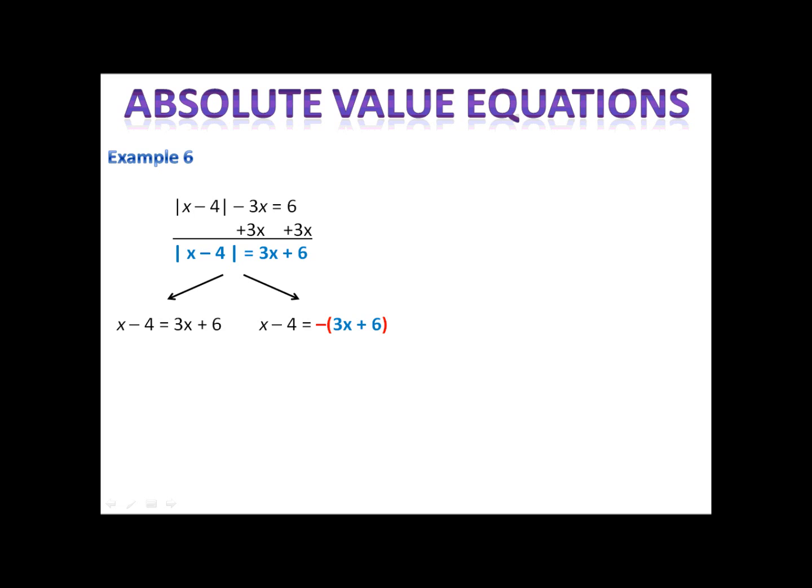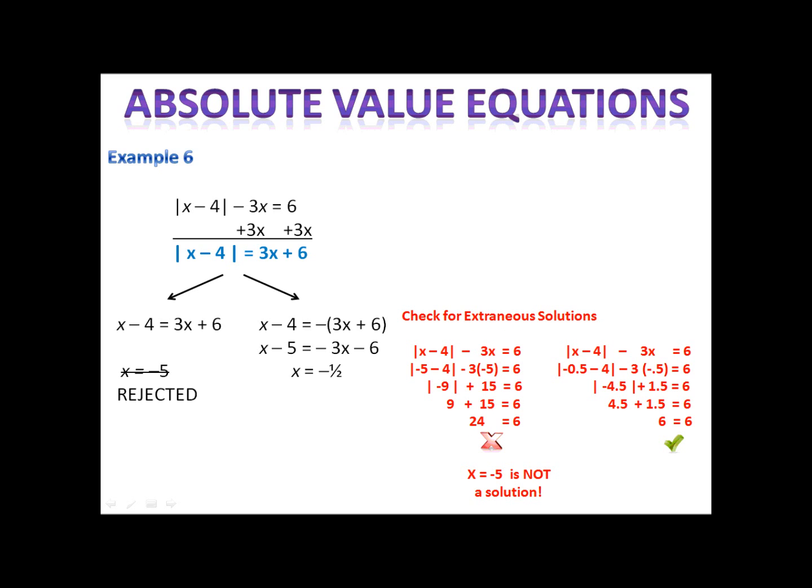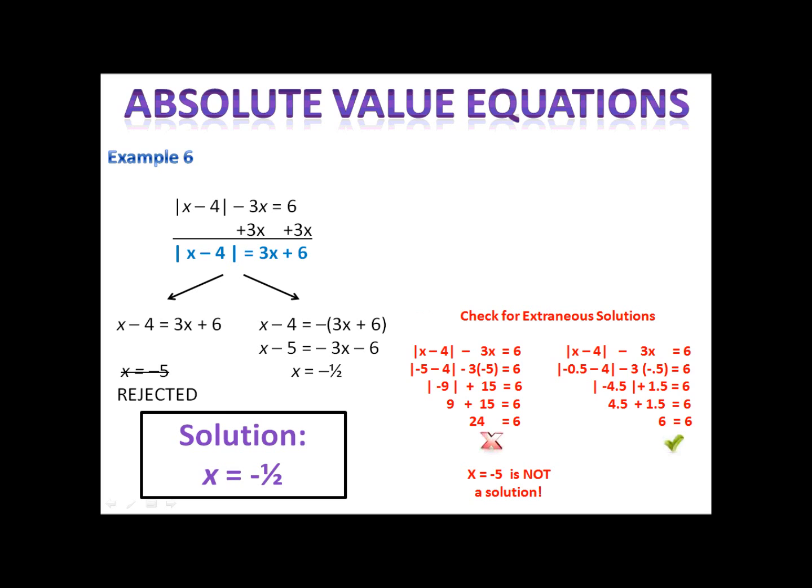In the first one, we have x equals negative 5. The second one, we have x equals negative 1/2. Now we have to check to see if our solutions work. We check in the first one, and we find out that it does not work. It says 24 equals 6. We know that that makes no sense. Not a solution. So x equals negative 5 is rejected. The second one, we plug into it, and we see that it does work out. 6 equals 6. Since 6 equals 6 is okay, x equals negative 1/2 is a valid solution. And so this equation has only one solution, x equals negative 1/2.